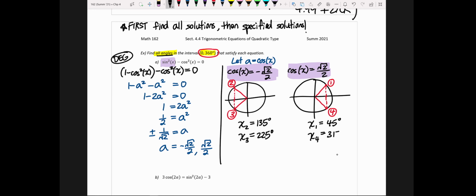Okay, so at these four angle measures, cosine of x is equal to negative root 2 over 2 or positive root 2 over 2. So we have four solutions in the first cycle of cosine: 45 degrees, 135 degrees, 225 degrees, and 315 degrees. Okay, so that was step 2.